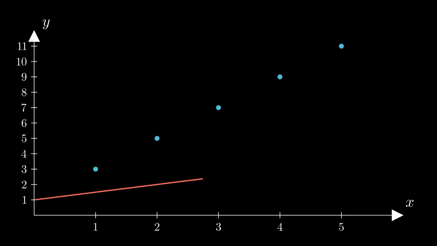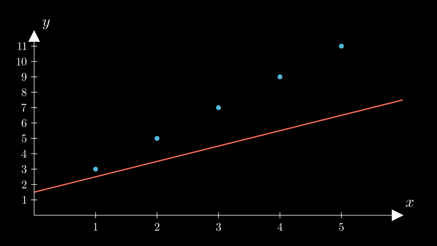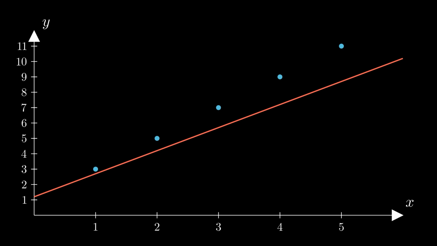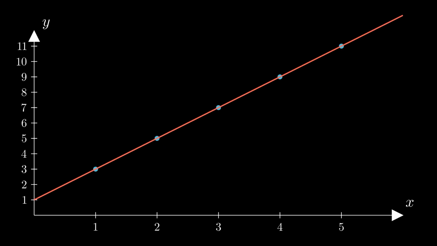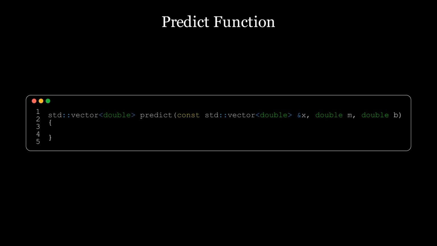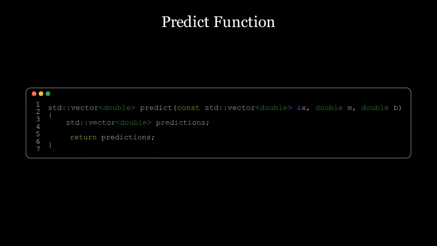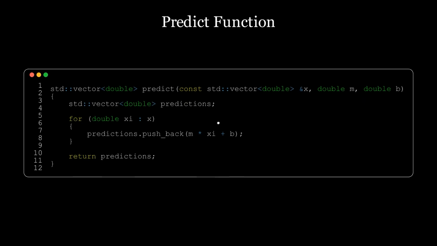Given the x and y values for some function f of x, where f is a linear function, we want our program to predict the value of y for any given x. Alright, so let's start with the first function. Let's make a function that predicts the y values given the x values, the slope m, and the y-intercept b of the function. We simply create a variable to store the predictions and iterate through the given x values, multiplying them by m and adding b onto them. Store the value we get into predictions, and finally return the predictions.